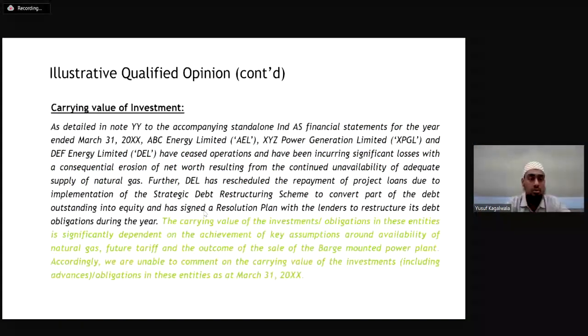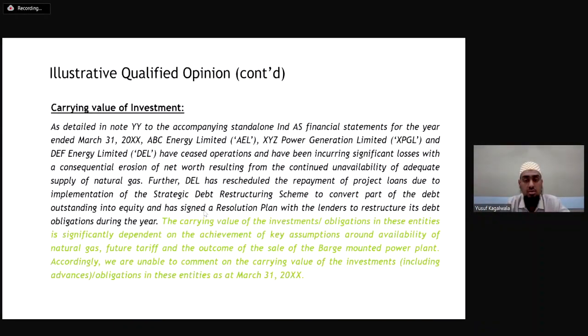As I said, now this qualification pertains to a decrease in the carrying value of an investment. Here a detailed note is given in the financial statements, and accordingly the auditor has also referred to that note in the financial statements. In this scenario, the subsidiary of the company has ceased operations, and they are incurring significant losses leading to erosion of net worth.